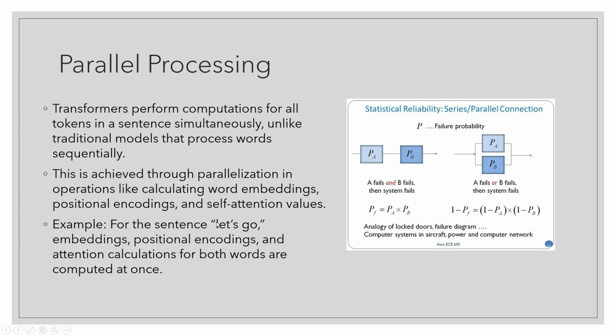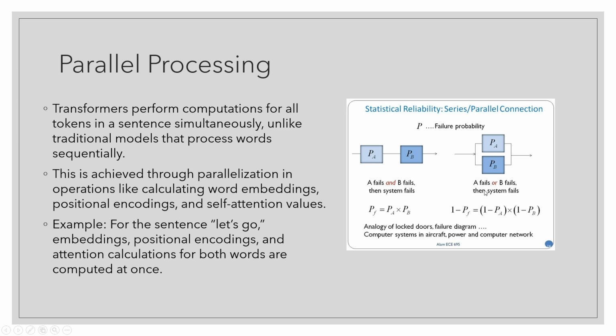Example: for the sentence "let's go", embeddings, positional encodings, and attention calculations for both words are computed at once. So basically over here we have a little diagram saying that if A fails and B fails, then the system fails. Okay, so P equals the failure probability. So we have the P_F, which equals P(A) times the other variable, P(B).